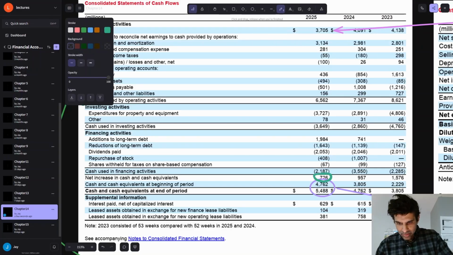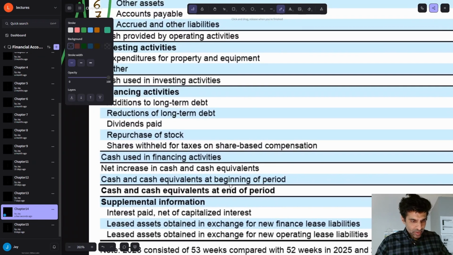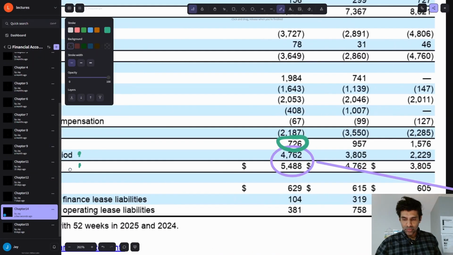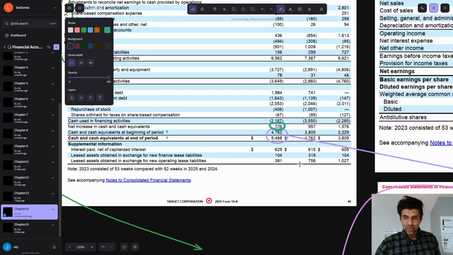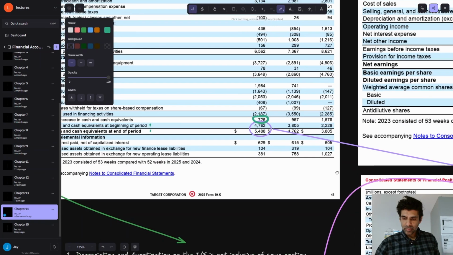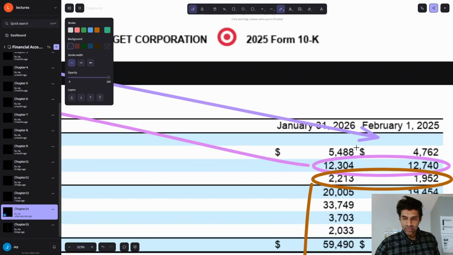This is like the net, and then this is, if you read down here, cash at the beginning of the period, and then you get to the ending. And if we look here, let's just prove this. 5488 is the ending balance. So if we look on the balance sheet, we can see 5488.